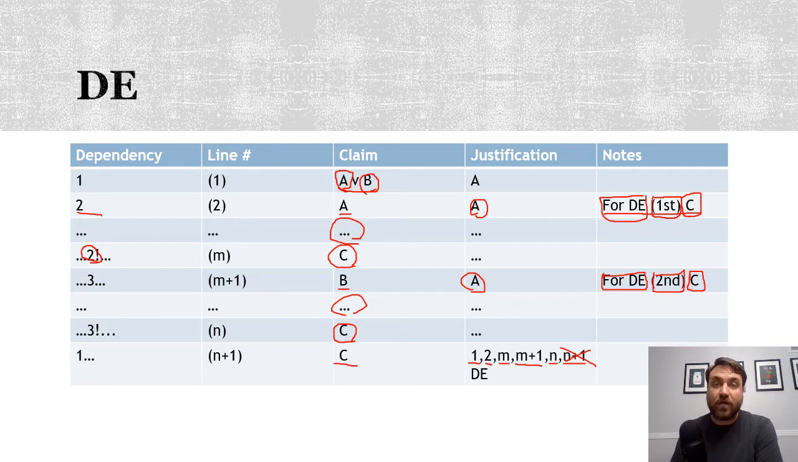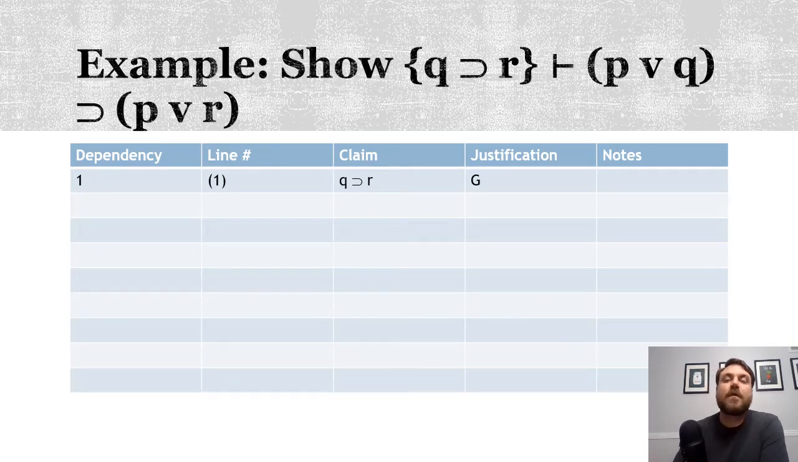Here are some more concrete examples. So what we're going to show here is that if Q then R entails, if P or Q, then P or R. Okay, and so again, we've started with our given. That's our claim. That's why we're allowed to say it. It depends only on itself, etc.